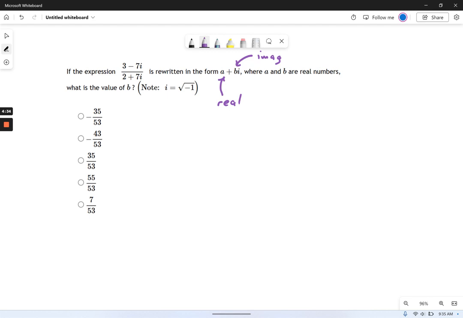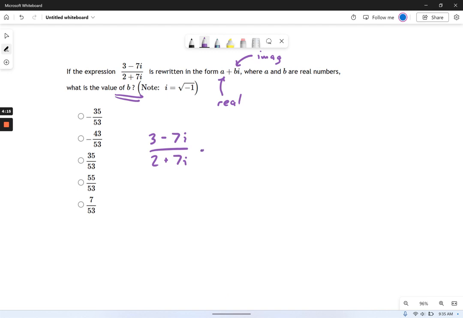So we need to know, for this problem, what's the imaginary part, right? That's what it's asking for. What is b? So the way we're going to do this is to rationalize this expression. Watch what I'm about to write. I'm just going to write (3 minus 7i) over (2 plus 7i). Okay, that's the original that we started with.